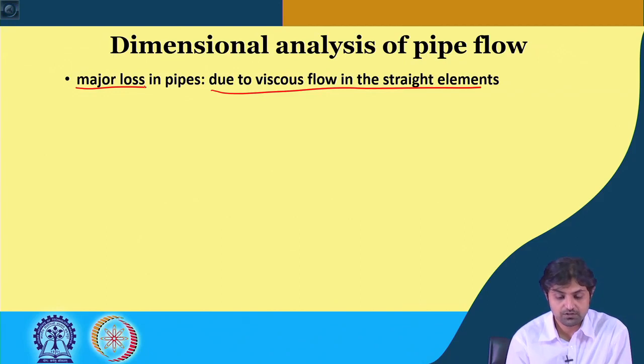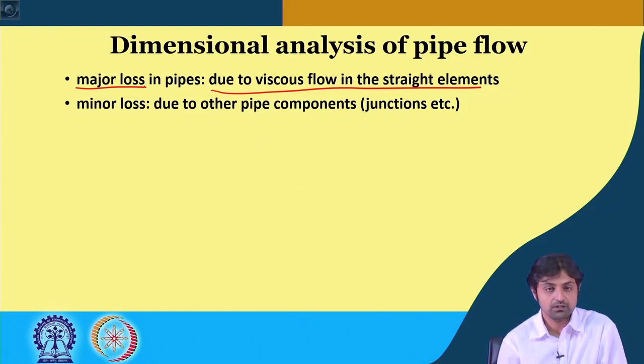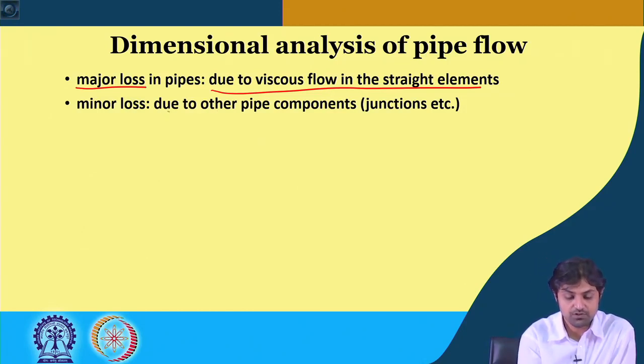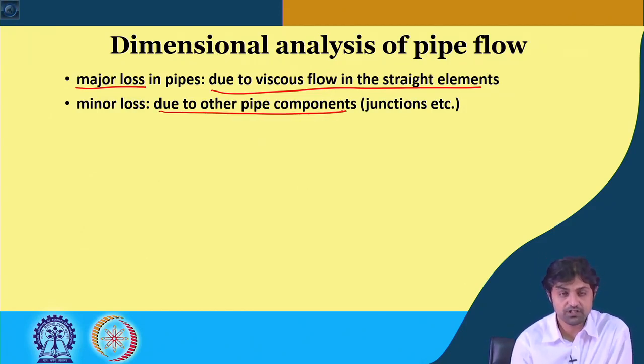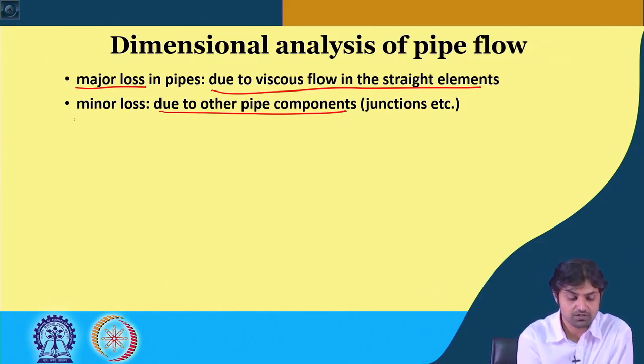All right. So there are two types of losses in pipe, one is major loss and the other is minor losses. The minor losses happen due to the pipe components. Suppose for example there are junctions at pipes, or there is a bend, or there is a contraction or an expansion, then also there will be some loss in the energy contained in the turbulent flow. Those losses are called minor losses.